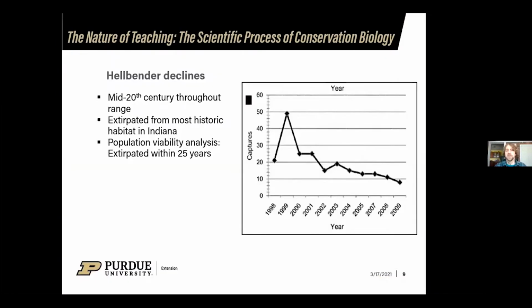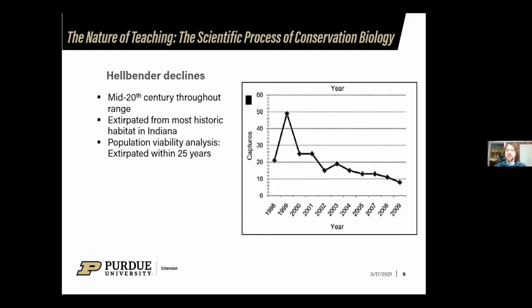But unfortunately, over the last several decades, sometime in the mid-20th century, they really started to decline. And they've disappeared from much of their entire range. And in Indiana, they are only found in one river in southern Indiana. They've been extirpated from their entire historic habitat in Indiana, other than that one river.